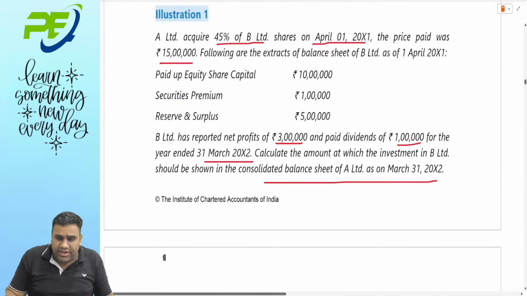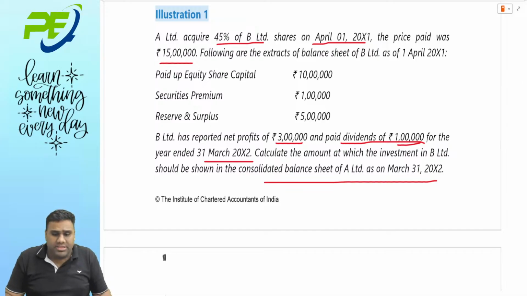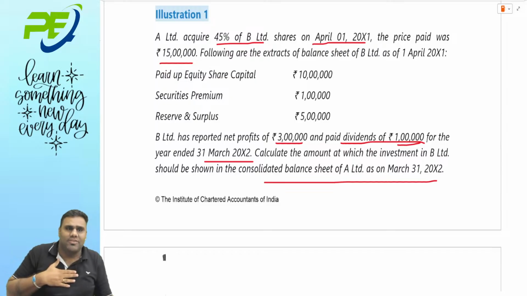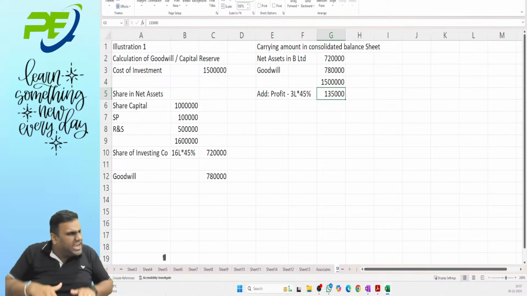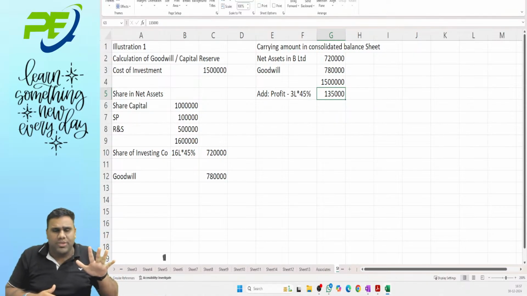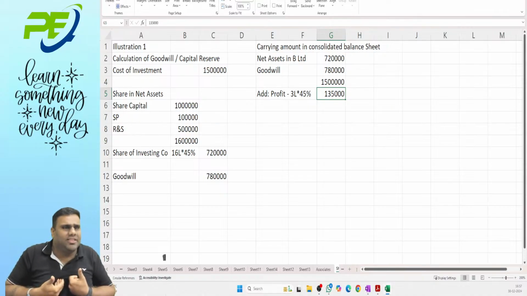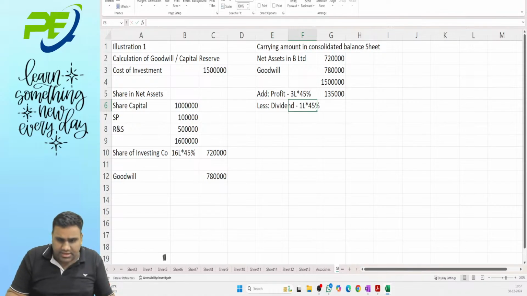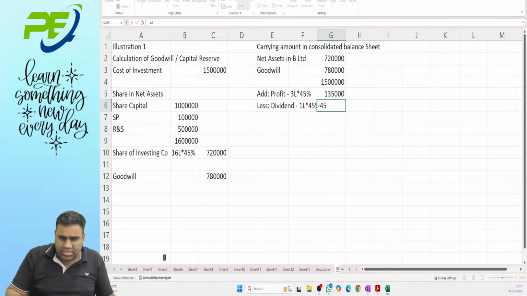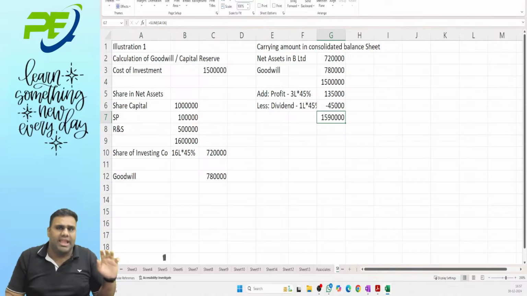Now, dividend 1 lakh. The company has paid dividend of 1 lakh. My share is 45,000. Now, in this profit of 135, I have already got 45,000 dividend. So I should reduce it from the investment itself. Less dividend: 1 lakh into 45%, minus 45,000. So total 15 lakhs 90,000.